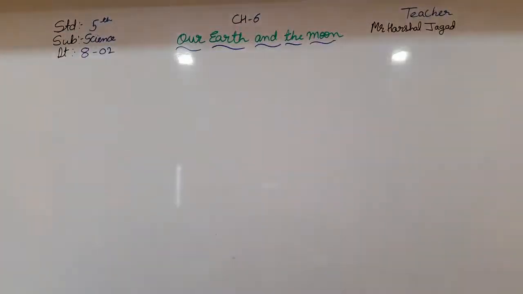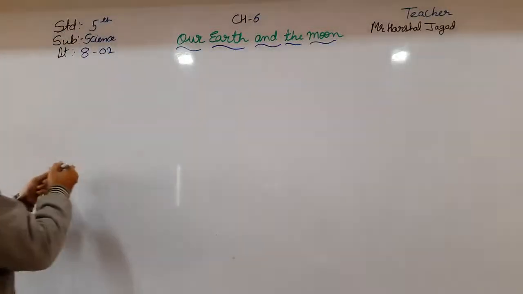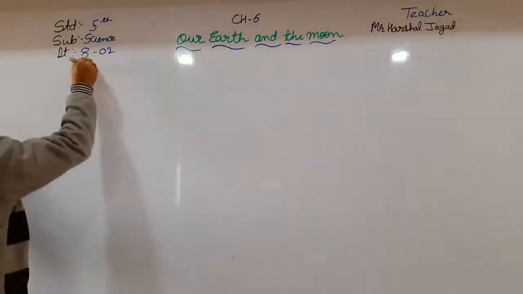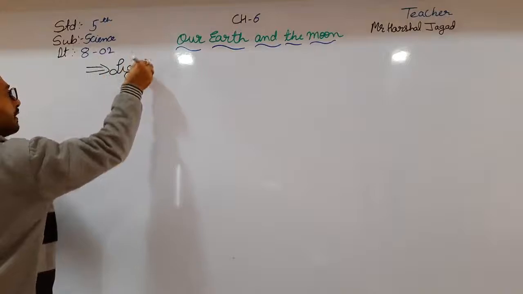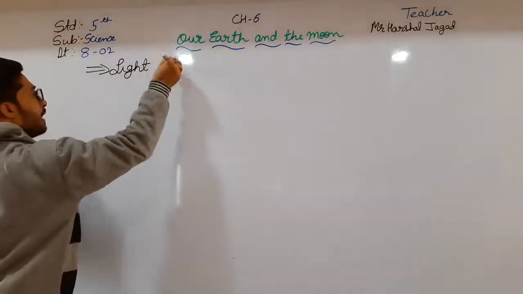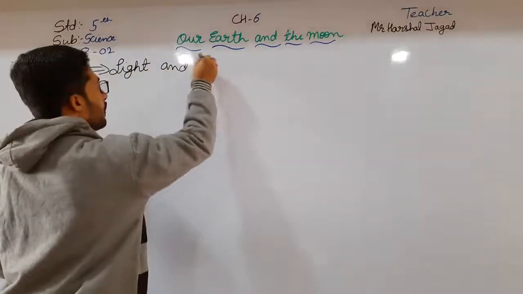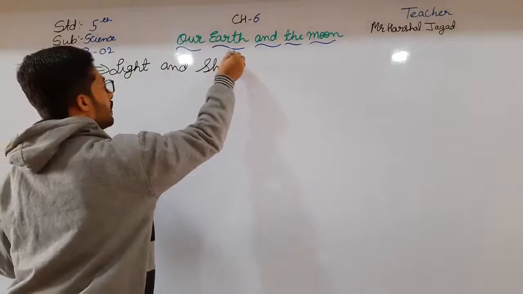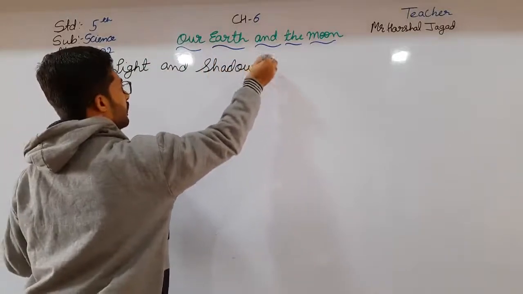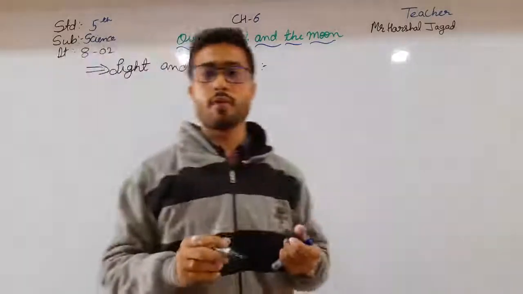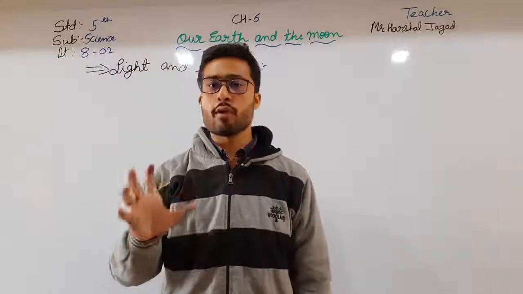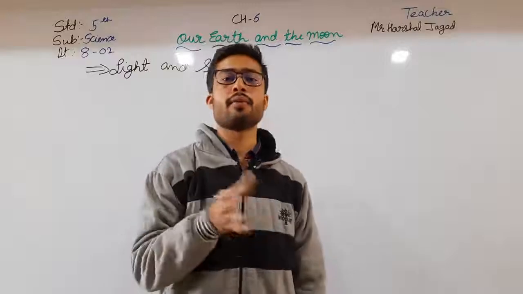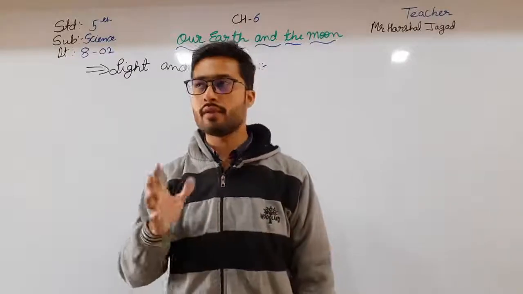Okay, students, here, light and shadow. So what is light and shadow? If I say light, we know what light is. Okay, students. Now moving towards shadow. What is shadow? We have seen.